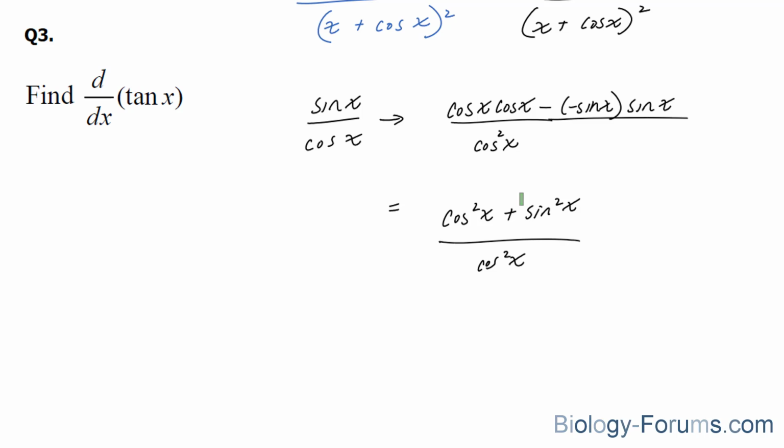Now recall that this is an identity. That is equal to 1, as defined above. 1 over cosine squared x. In addition, our answer is also an identity. 1 over cosine squared x is equal to 1 over secant squared x. That is a reciprocal function.